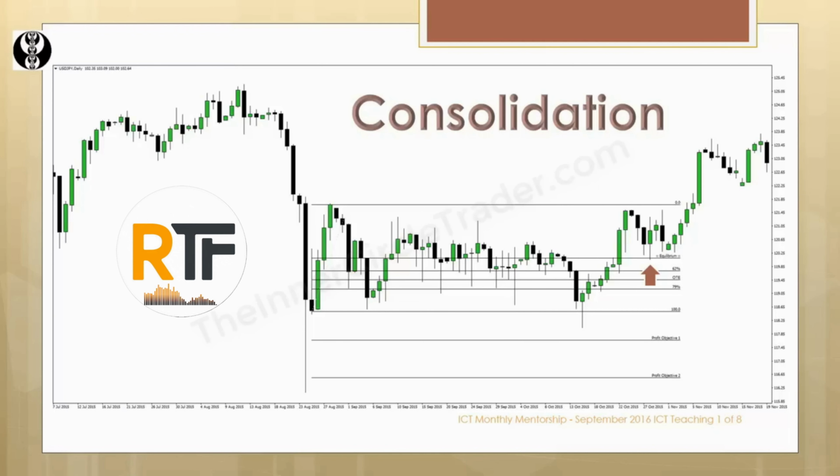So consolidation in the charts will look something like this. Using the bodies of the candle in this example, we see a clear trading range between this high and this low. Right in the middle of the consolidation where the arrow is pointing is equilibrium. Notice how price came back to equilibrium before it goes into an expansion market condition and runs away from equilibrium and away from this consolidation.